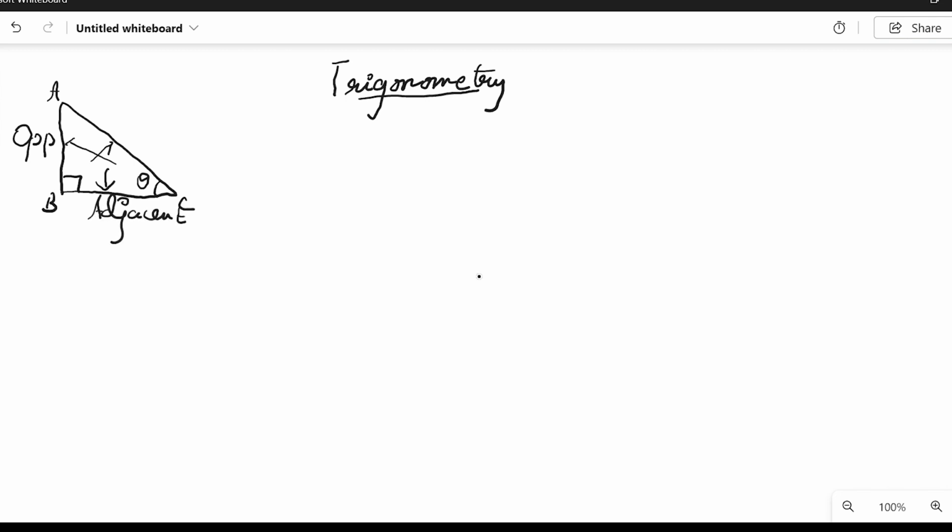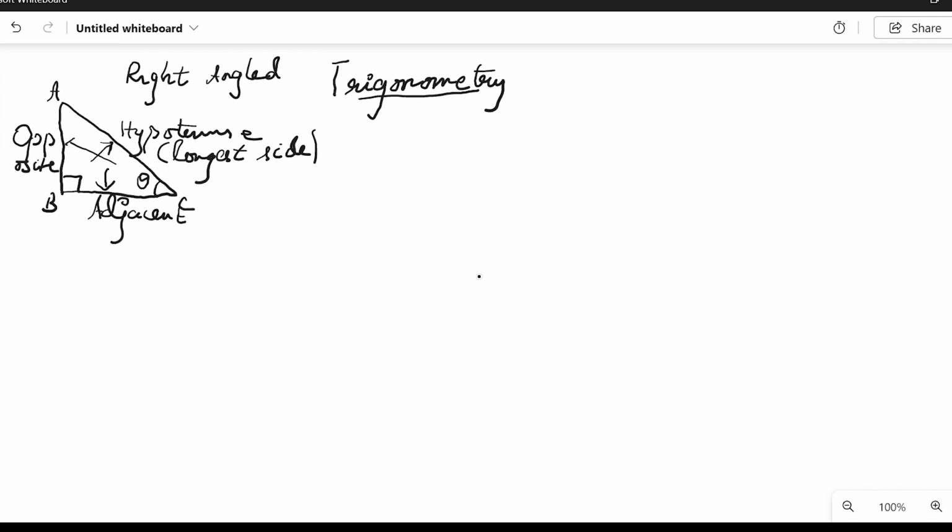Then the side which is opposite to 90 degrees is the hypotenuse. For your information, this hypotenuse is considered to be the longest side of the right angle triangle. So it is easy to identify which side is hypotenuse. It always falls on the opposite side of 90 degrees, and that is going to be the longest side. So now, having described all the 3 sides in the right angle triangle, let's see how the trigonometric ratios are going to help us in finding the unknown sides and unknown angles.